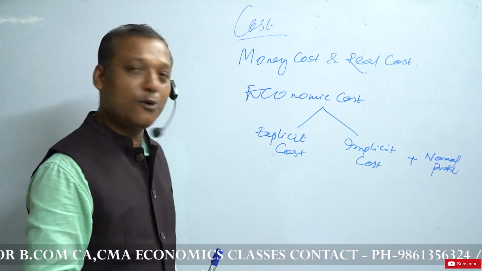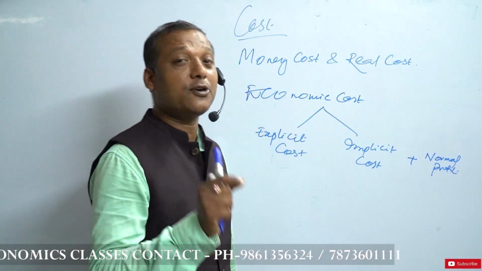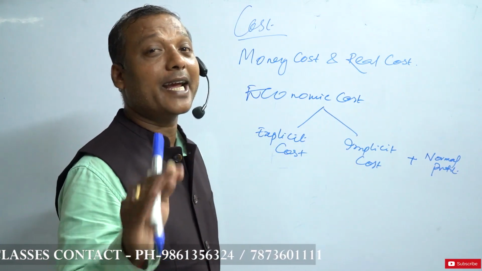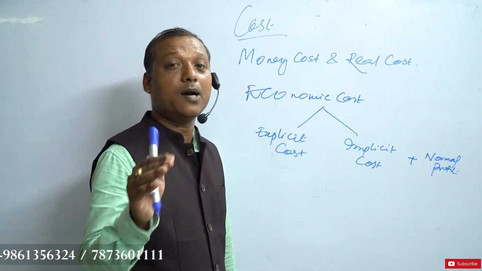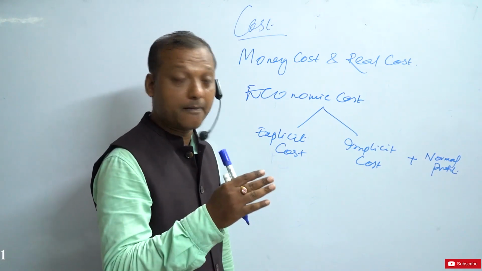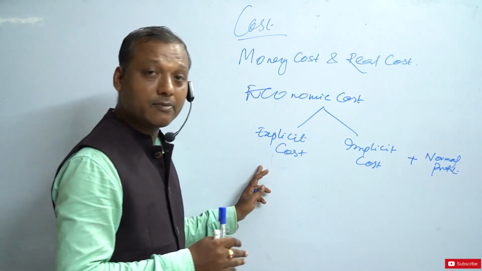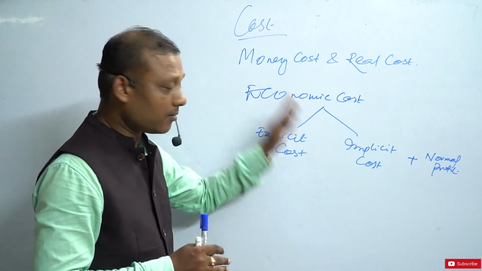One important point I told you, when you talk about explicit cost, you have to remember that these costs are recorded in the book of accounts. These costs are recorded in the book of accounts and entered in the books as a part of record keeping. I hope you understand the concept of explicit cost. Is that clear? Shall we go to the next one? Thank you very much.